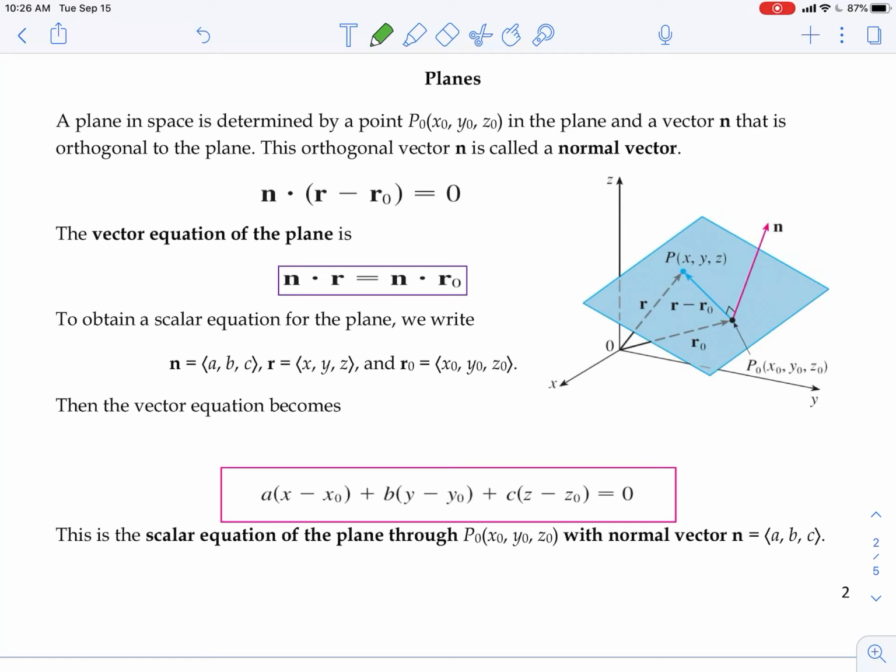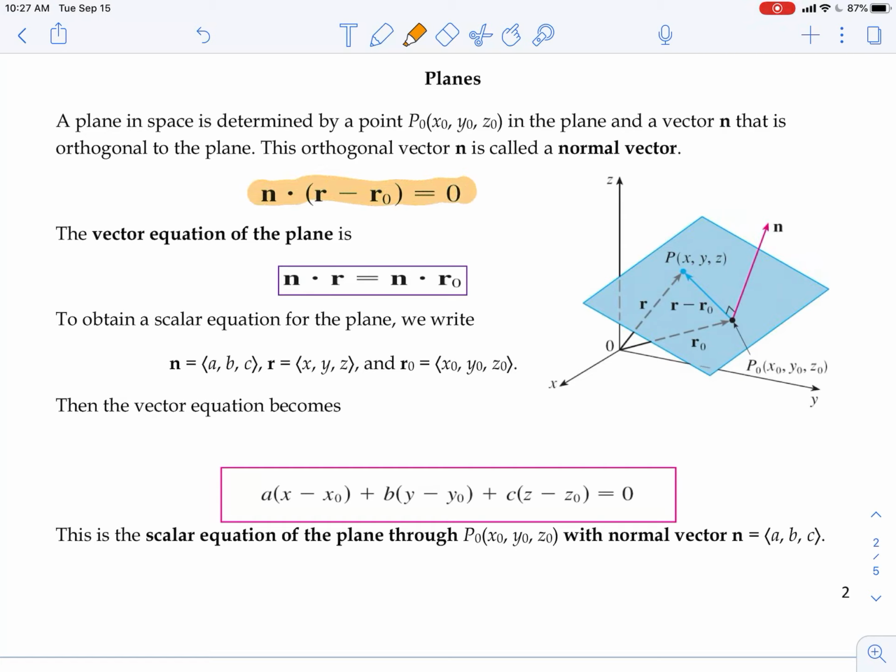All right, now the last thing is, we're going to find the equation of a plane. And so a plane in space is determined by a point. So we have an initial point in the plane and a vector n that is orthogonal to the plane. Remember, orthogonal means that it's perpendicular. Now this orthogonal vector we're going to call n, and it's called the normal vector. So anytime you hear the normal vector in this class, you're going to think of the vector that's perpendicular to my plane, or perpendicular to whatever I'm using.